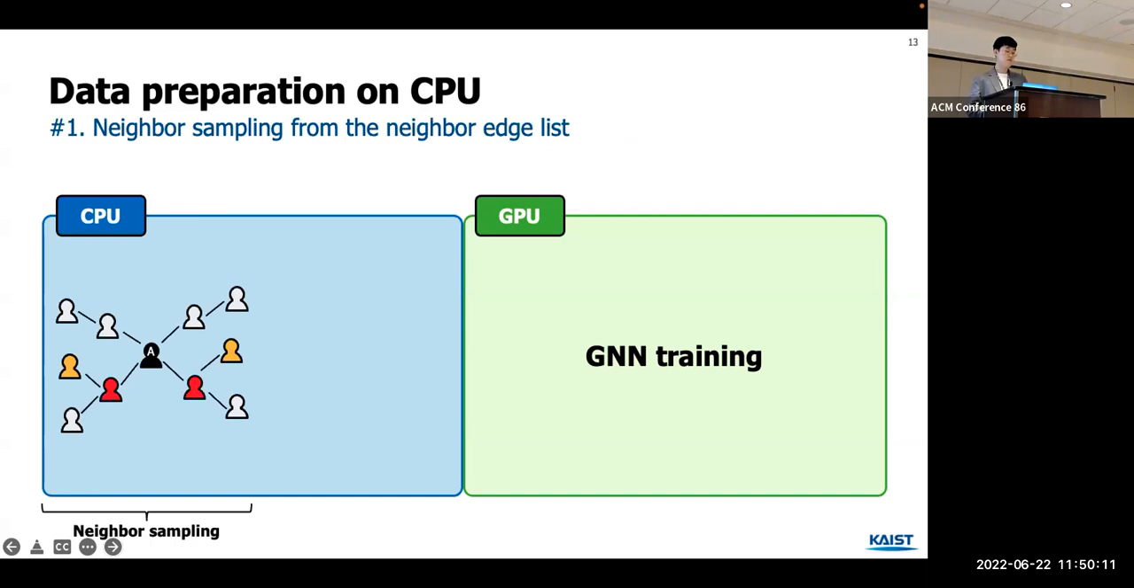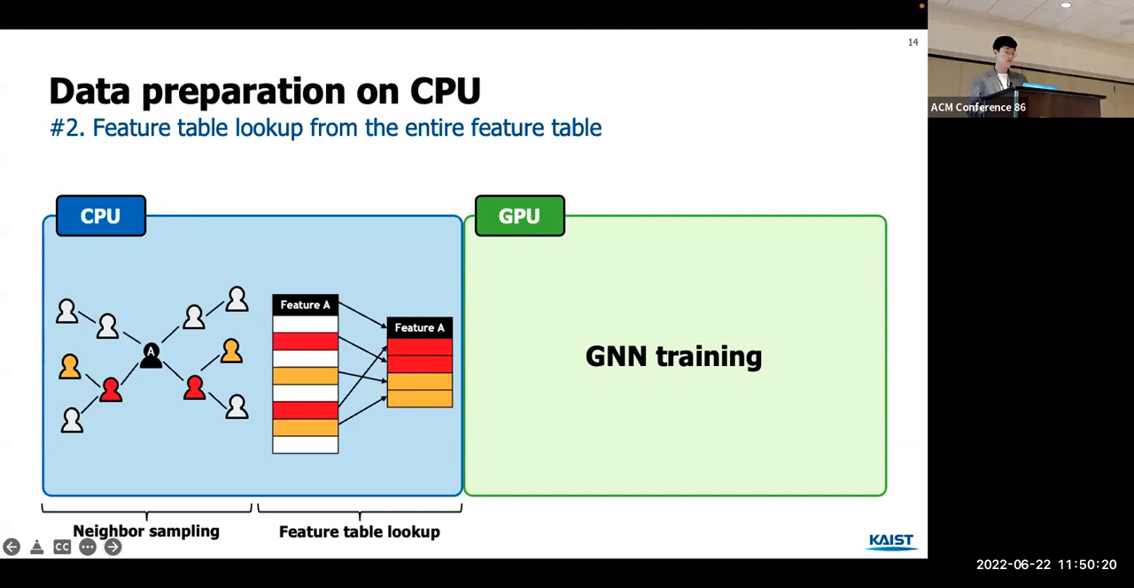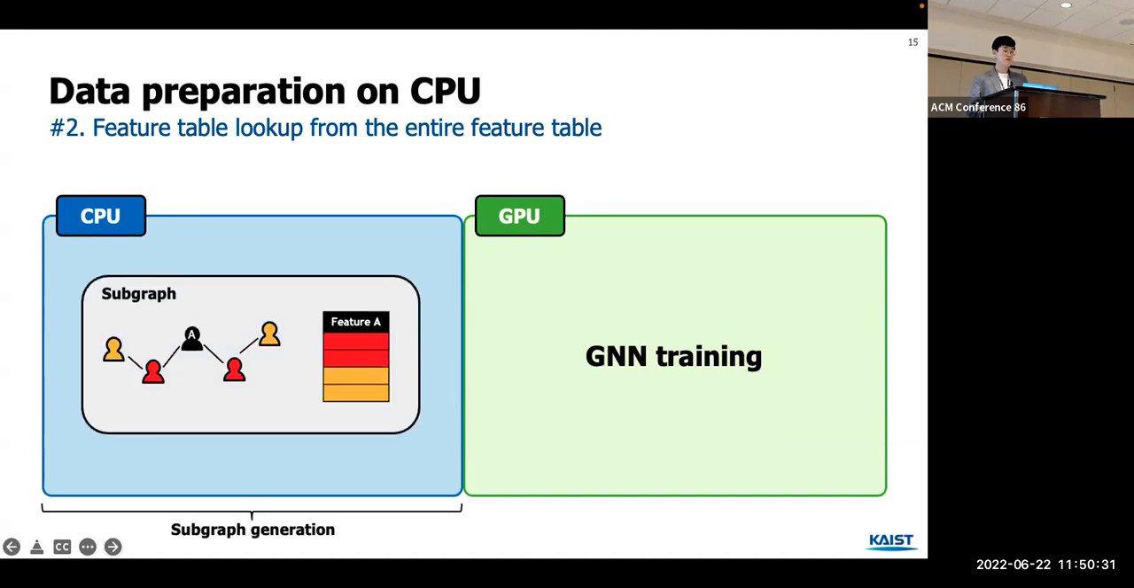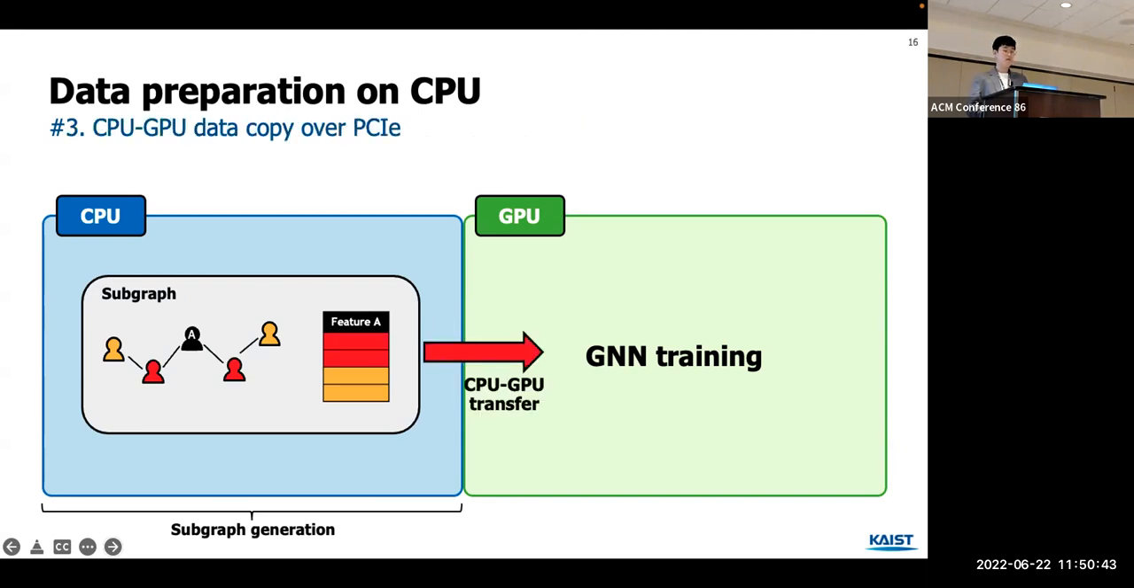First, the CPU samples a fixed number of neighbor nodes around the user A up to K hops, which is two hops in this example. And then it gathers the corresponding feature vectors from the entire feature table in a continuous buffer. Through these two steps, a subgraph is generated, and notice that the number of nodes for training can be largely reduced by neighbor sampling compared to the full graph. The subgraph data structures are copied to GPU memory over PCIe. And finally, GNN training is conducted over the subgraph on GPU.